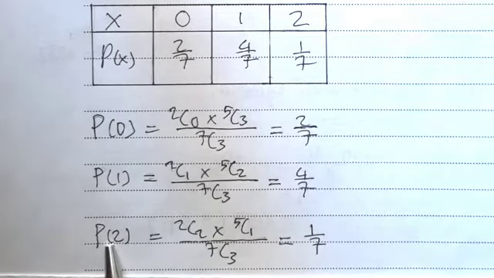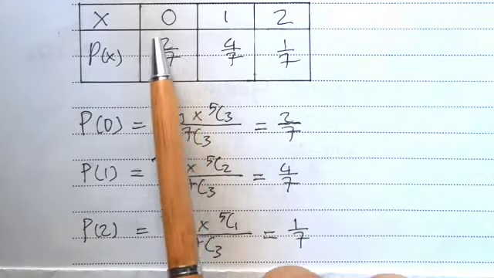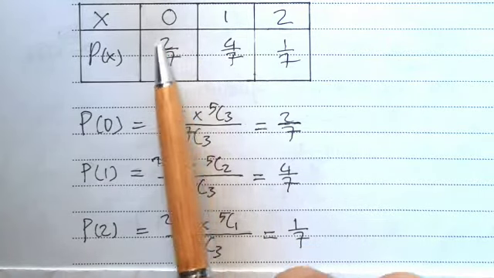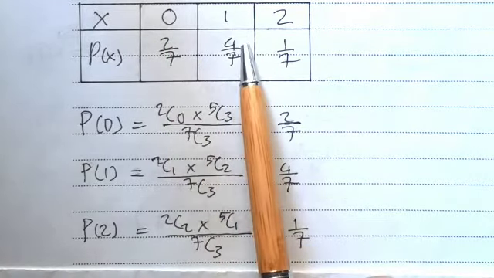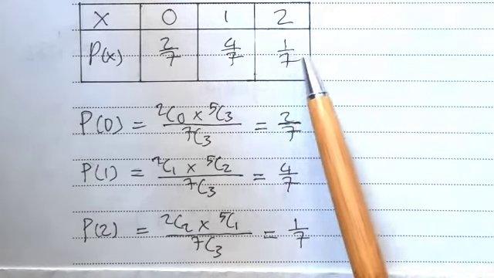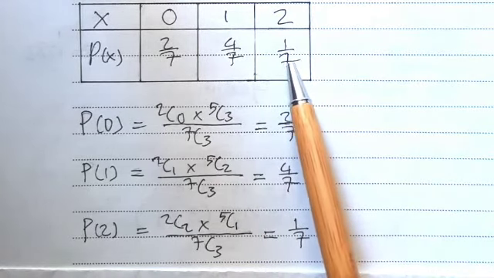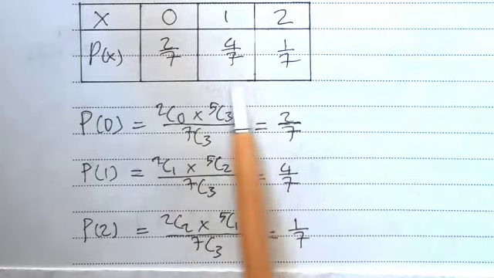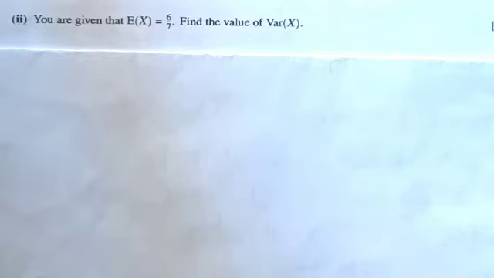When x is 2, that is 2 cats, it means 2 combination 2 and 1 dog, times 5 combination 1, per 7 combination 3, that is 1 over 7. Thus the corresponding probability when x is 0 is 2 over 7, when x is 1 the probability is 4 over 7, and when x is 2 the probability is 1 over 7. Thus this is the probability distribution for x.